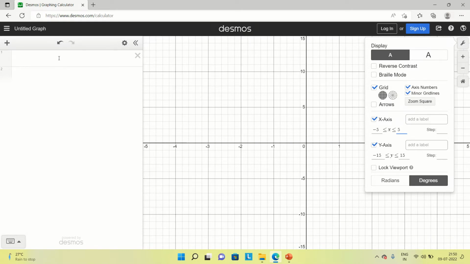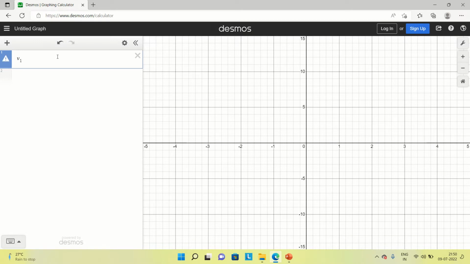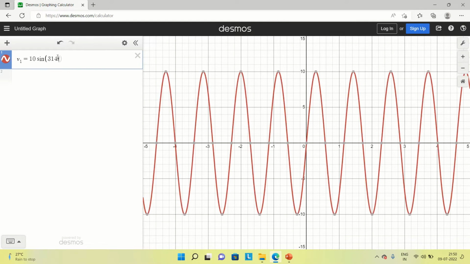Then, as per my example, I am going for V1 to generate sinusoidal waveform. 10 is a magnitude, sin omega is 314t. So have a look at this waveform. I have generated sinusoidal waveform with the magnitude of 10. Then the signal here, one cycle represents 50 Hertz or 20 millisecond as I represented earlier. Okay. Then this is actually one single phase waveform.